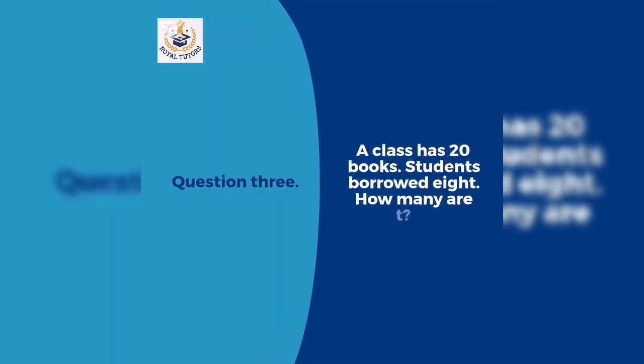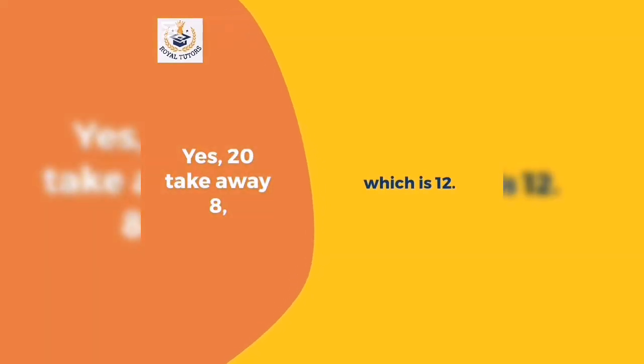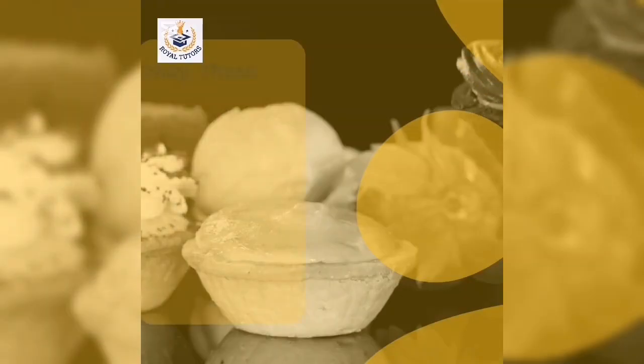Question 3. A class has 20 books. Students borrowed 8. How many are left? Yes, 20 take away 8, which is 12.